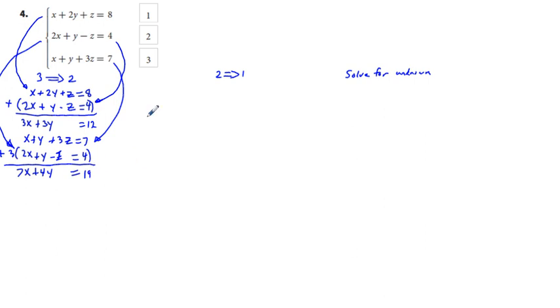So now we have 2 equations. Now I'm going to bring these 2 equations to the right. We have 3x plus 3y equals 12. And we have 7x plus 4y equals 19. Okay, I get this plus 4y.